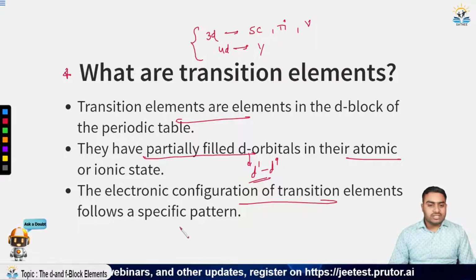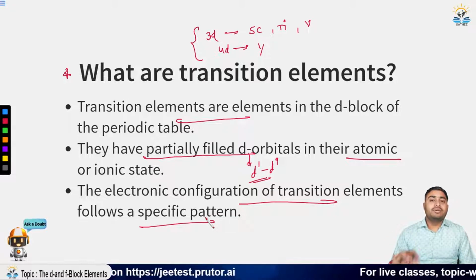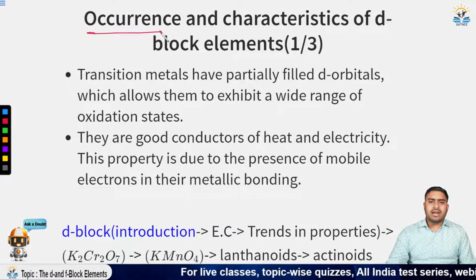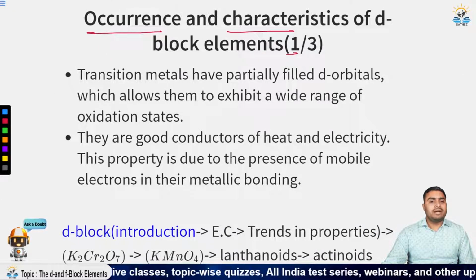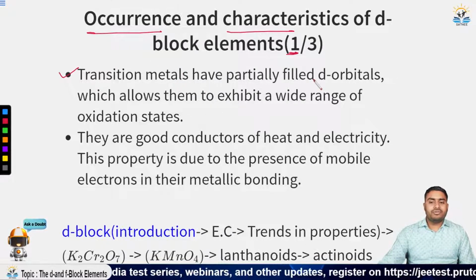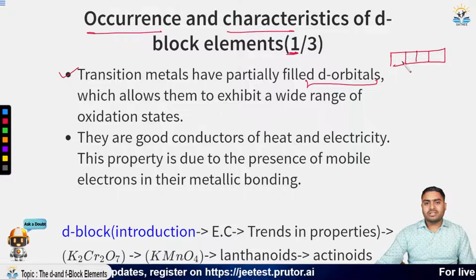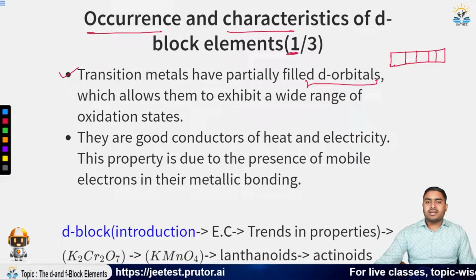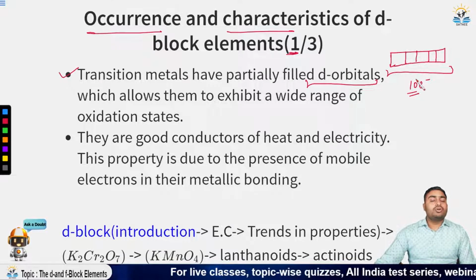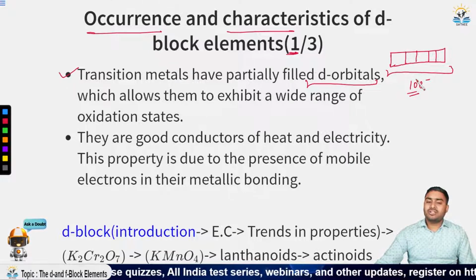The electronic configuration of transition elements follows a specific pattern, right? What will be the pattern? According to the pattern we have the general electronic configuration. So let's continue. You can see the occurrence and characteristics of D block elements, part 1. Transition elements have partially filled d orbitals. As I told you already, d subshells have 5 orbitals, 1, 2, 3, 4 and 5, so they can accommodate a total of 10 electrons. But if it is completely filled, then that particular element is not named as a transition element.